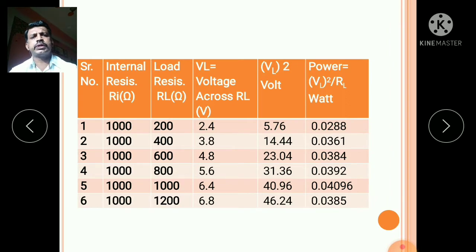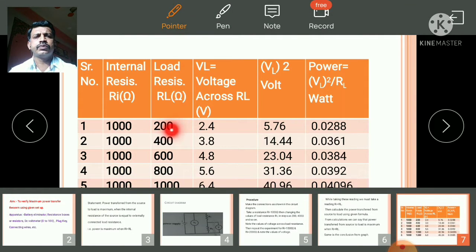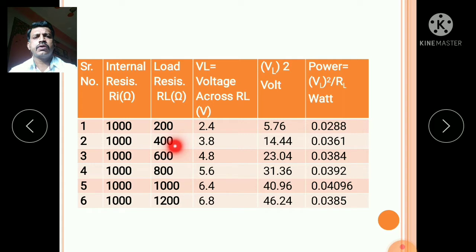In this observation table we see that the internal resistance Ri is fixed at 1000 everywhere. Now we change the load resistance from 200 to 1200, and the voltage reading we measure in the voltmeter: 2.4, 3.8, 4.8, 5.6, 6.4 and 6.8. So such different readings are observed for different load resistance RL.